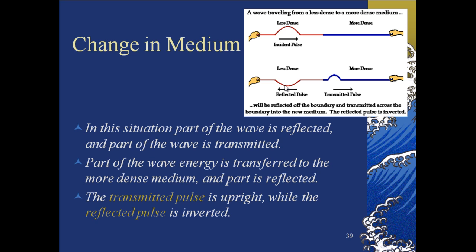So the transmitted pulse is upright, while the reflected pulse is inverted. So when you're doing this guy, your incident pulse is going to hit this medium, and it's going to act like the fixed end boundary condition for the reflected part. It's going to push it back, but it's going to be inverted. And it's still going to keep going through this more dense material, but with much less energy. That's why the wavelength and amplitude are smaller.